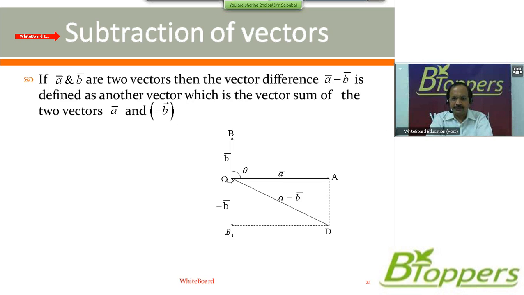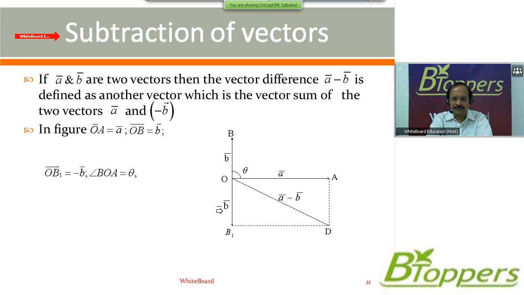So in the diagram here, the direct line segment OA bar represents the vector A bar. The direct line segment OB bar represents the vector B bar. Theta is the angle between the two vectors A bar and B bar. It means the angle BOA is equal to theta. The direct line segment OB1 bar represents the vector minus B bar.